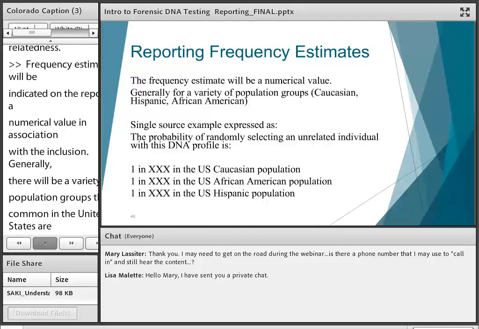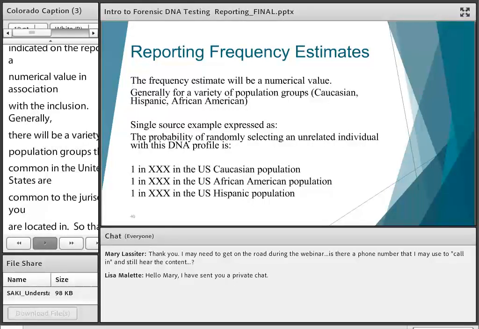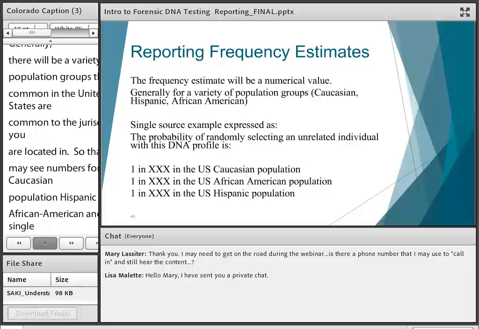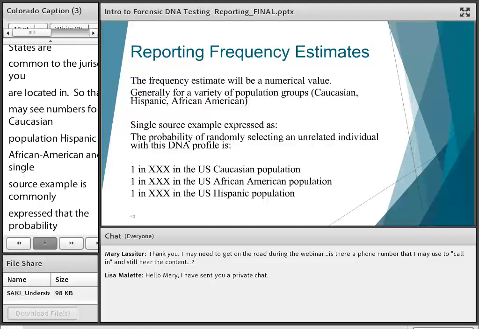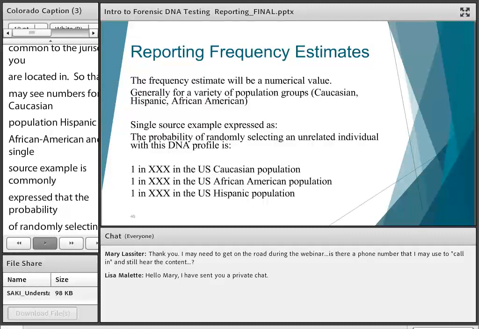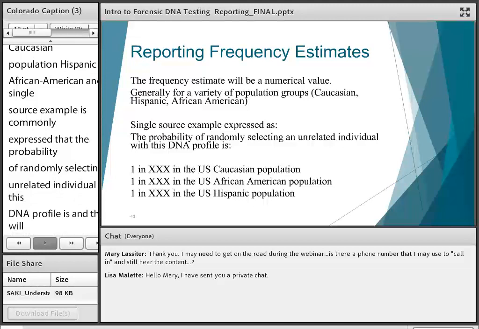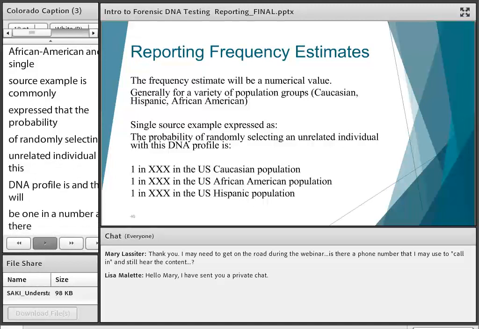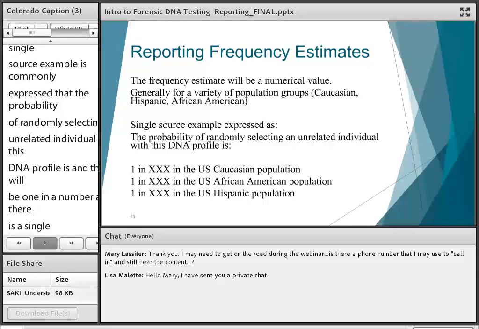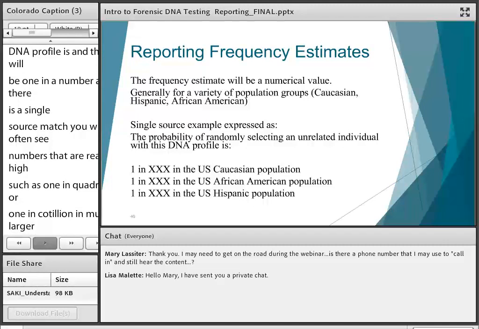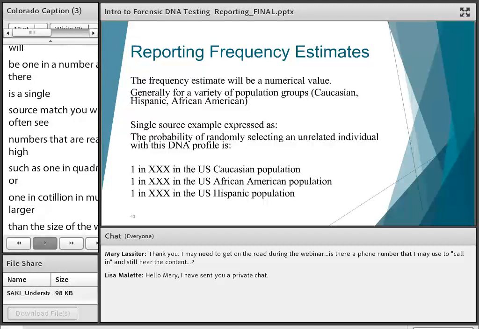And a single source sample is commonly expressed as the probability of randomly selecting an unrelated individual with this DNA profile is, and it'll be 1 in some number. And if there is a single source match, you're often going to see numbers that are really high, such as 1 in quadrillion, 1 in quintillion, much larger than the size of the world population. And this is just indicating that this is a very rare profile.